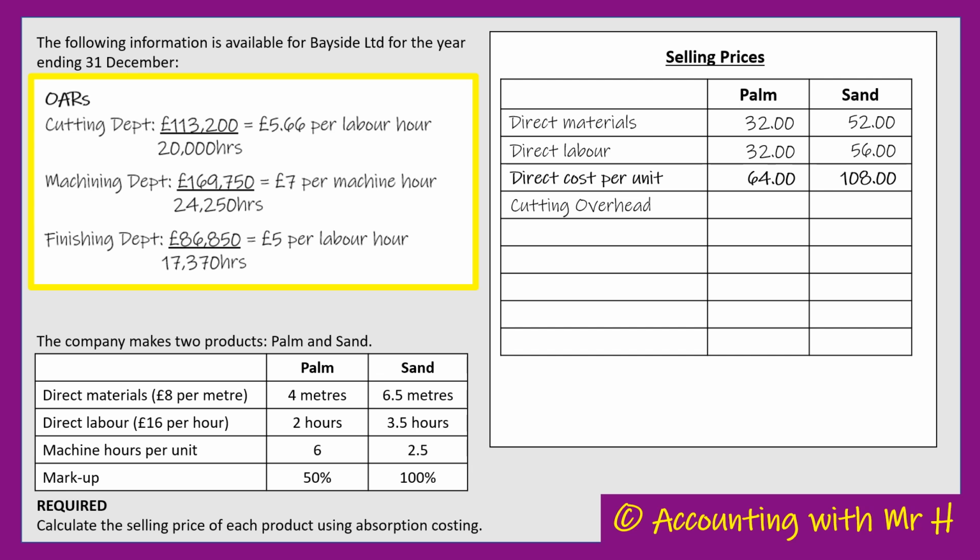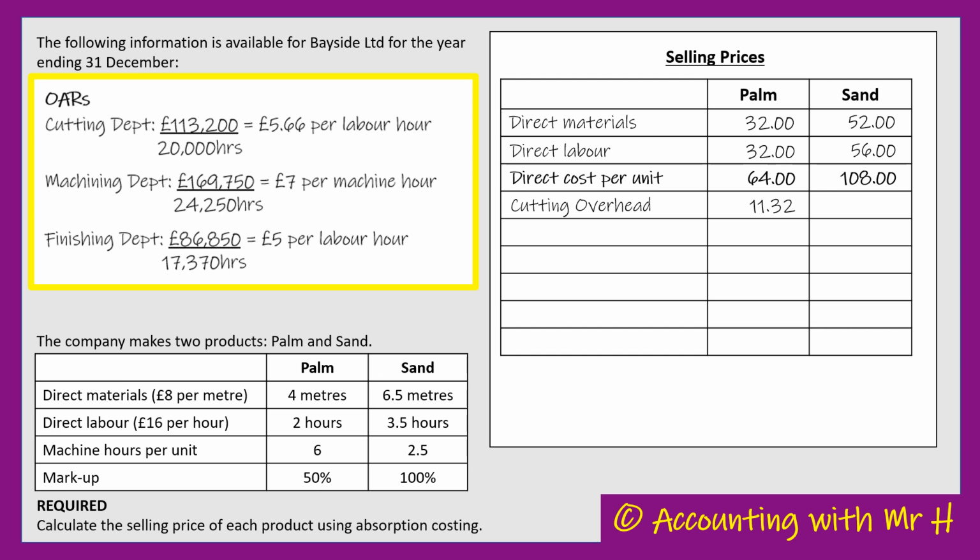£5.66 per labour hour is the rate at which it's got to be absorbed, given, if you like, to each unit. So per labour hour, ask yourself, how many labour hours does it take to make 1 unit of palm? And we can see in that table at the bottom, it's 2 labour hours. So if we're absorbing it at a rate of 5.66 per labour hour, well, there's 2 labour hours for a palm, so £5.66 times 2 means that each palm needs to absorb £11.32 of the cutting department's overheads.